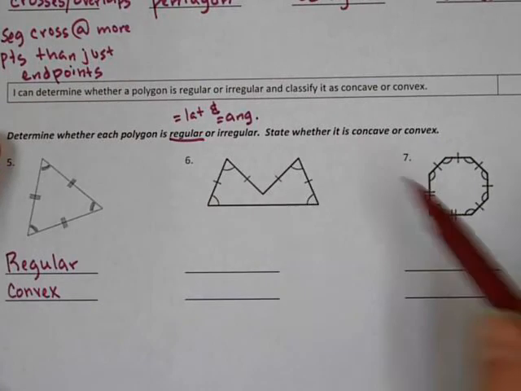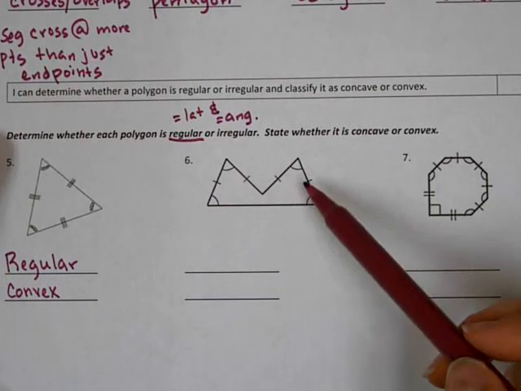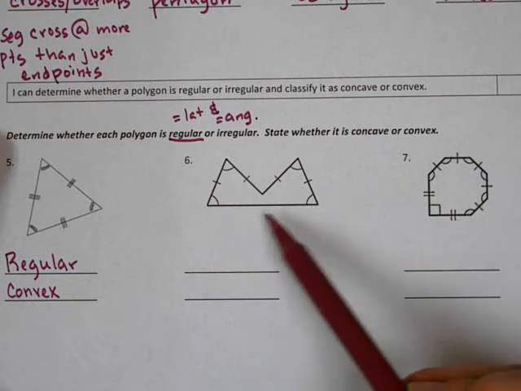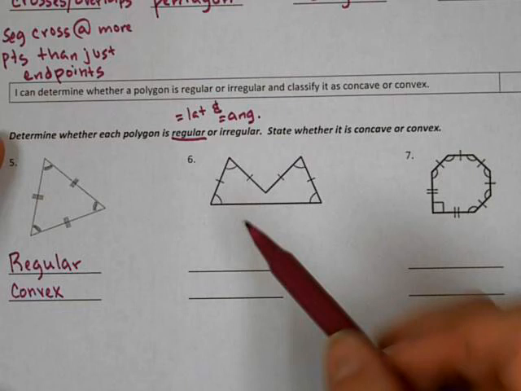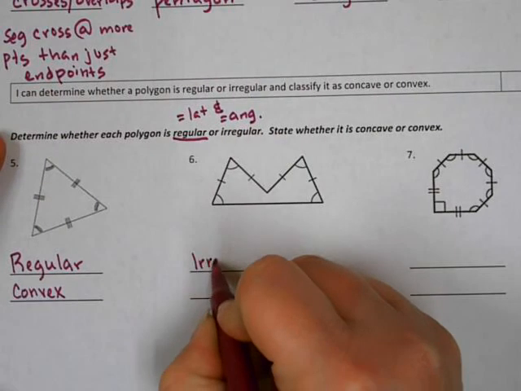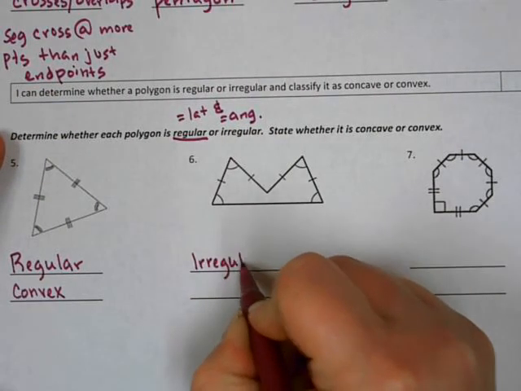For question 6, we've got 4 of these sides marked congruent, but the 5th side, this one along the bottom, is not marked congruent, which means this figure is irregular because it is not equilateral.